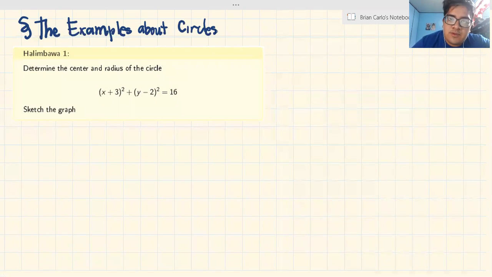the standard form of a circle and its general form, and the cases wherein the radius of the circle, kung halimbawa, is greater than 0, less than 0, equals to 0, and whatnot. But today we will be discussing and indulging ourselves with different kinds of examples from now on. Now, let's begin with the first example.